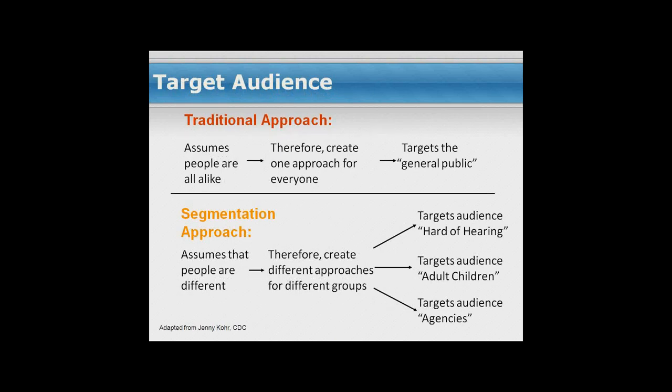Now, a traditional approach to marketing tells us that people are pretty much all alike. We can create one approach for everyone. We've all heard this is something created for the general public. And for some things that might work. For people that have needs in a lot of different audiences, it's nice to have a segmentation approach, and that's certainly the one that we think is most successful related to what we're doing. So the segmentation approach assumes that people are different. Therefore, we want to create those different approaches. The example that I'll show is about newly diagnosed individuals diagnosed with hard of hearing or hearing loss that are over age 65.